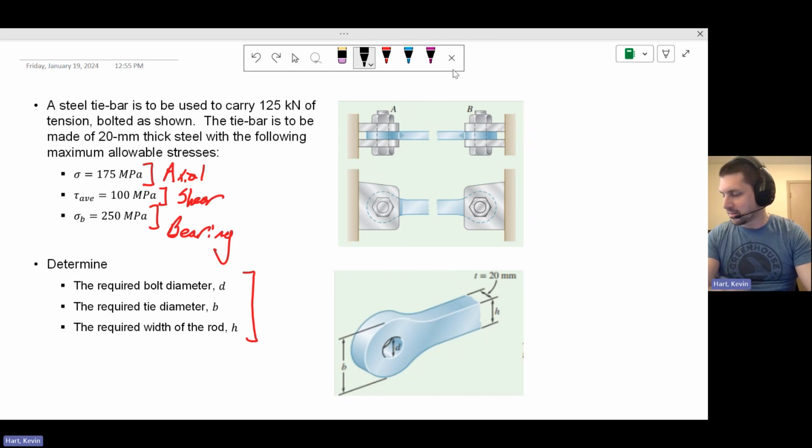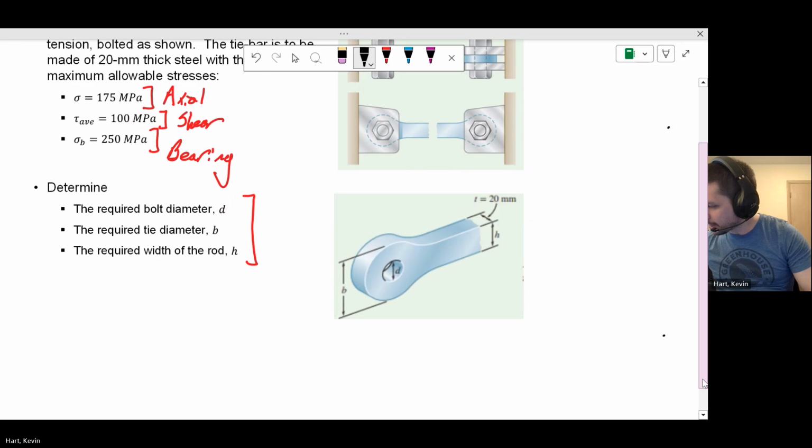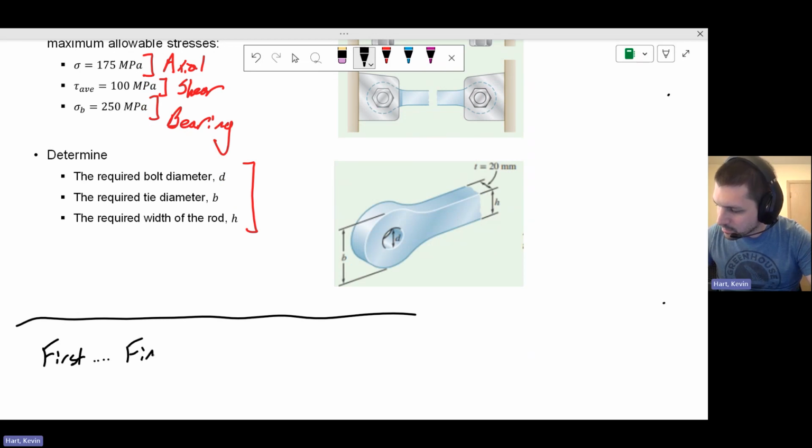I think the easiest way to start this is to investigate what's going on far away from the bolt, in the middle of the tie rod, which is where we're going to have to define that variable H. I think that's the easiest place to start. So let's go ahead and get into this. I'm going to scroll down here. So first, we'll look for H.